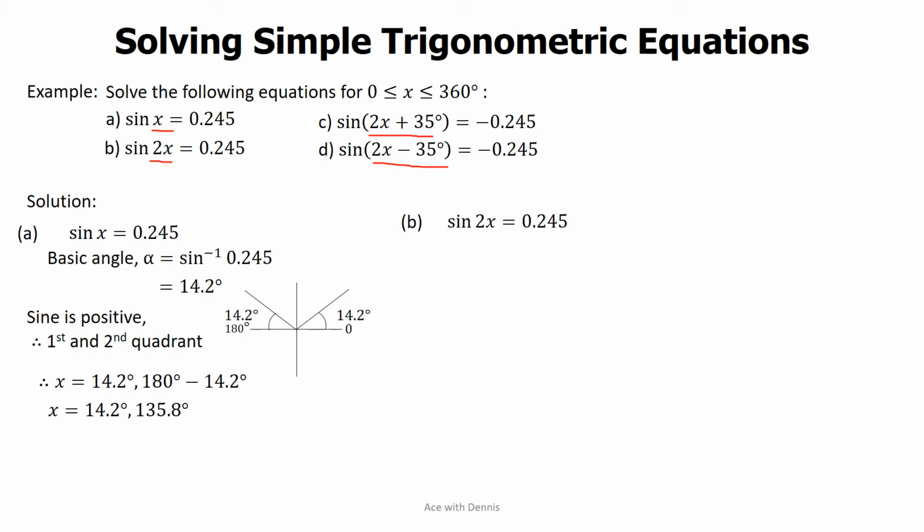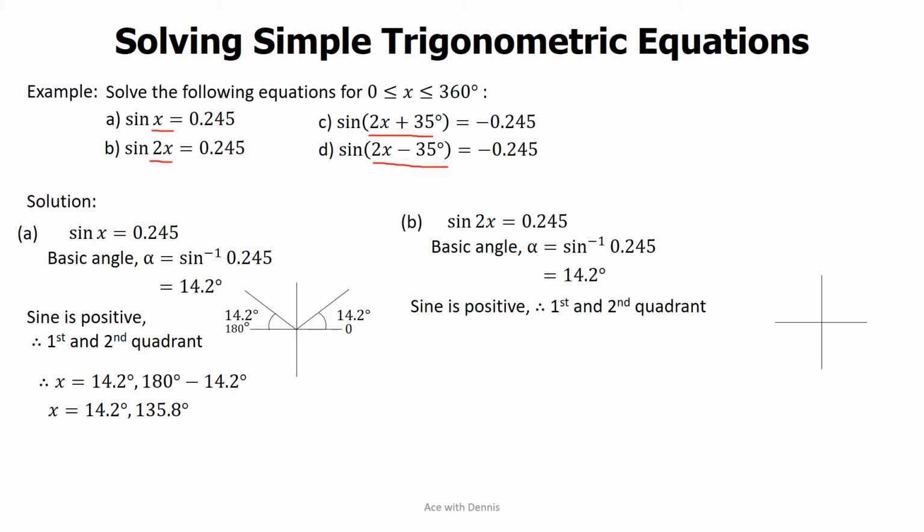Now for B, sine 2x equals 0.245. The first step is the same as question A, which is the base angle alpha is inverse sine of 0.245, which is 14.2 degrees. Sine is positive, which is the first and the second quadrant. Now, we can draw this diagram out. This is the base angle 14.2 degrees. This is the base angle 14.2 degrees in the second quadrant. Okay, it's 180 degrees here.